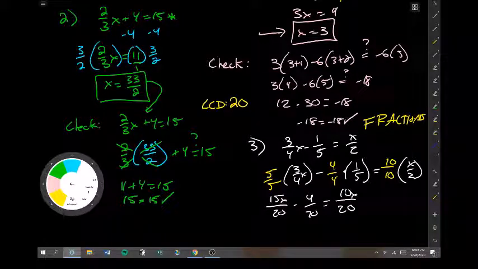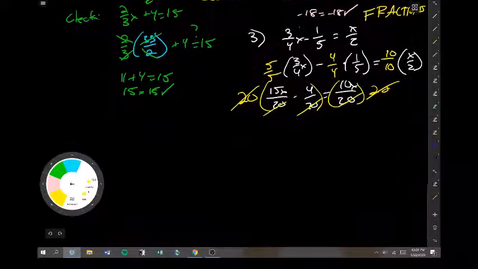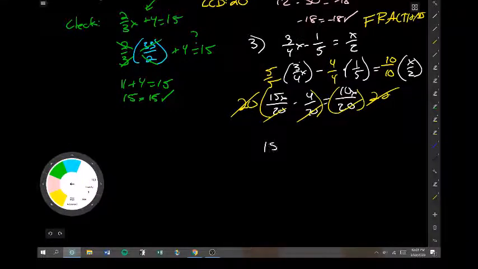Once everything has a common denominator, I can multiply both sides by 20, and all these fractions cancel. And I just get 15x minus 4 equals 10x, and it's beautiful. We've killed the fractions. We've just murdered these fractions right in their face. So you get a common denominator, you can kill the denominators by multiplying both sides by whatever that denominator is. In this case, it was 20.